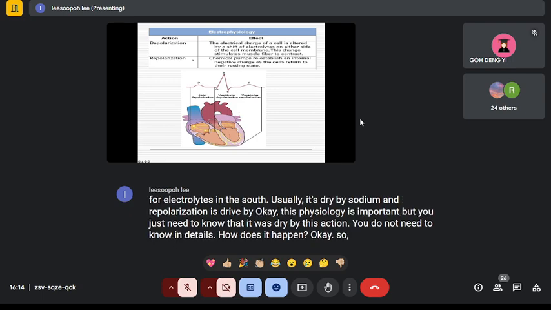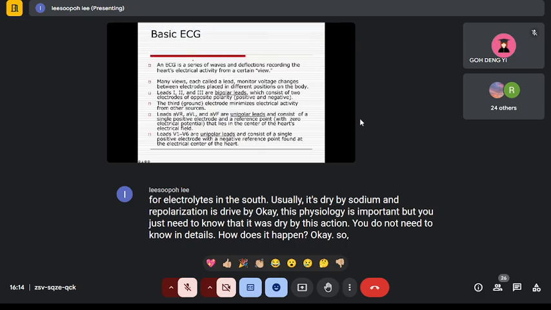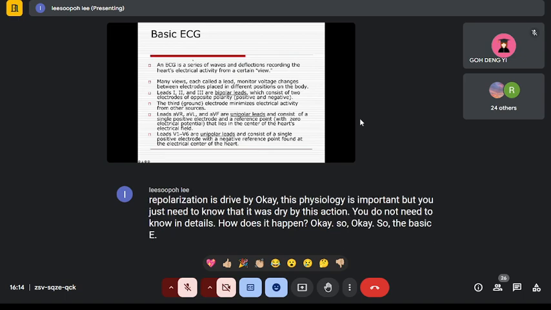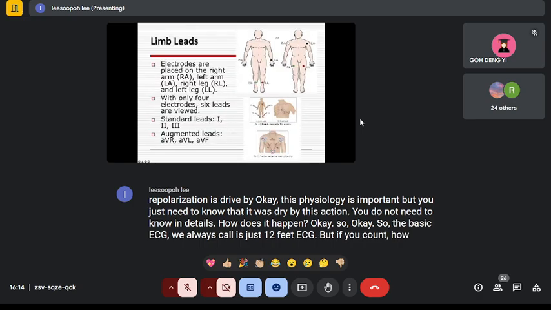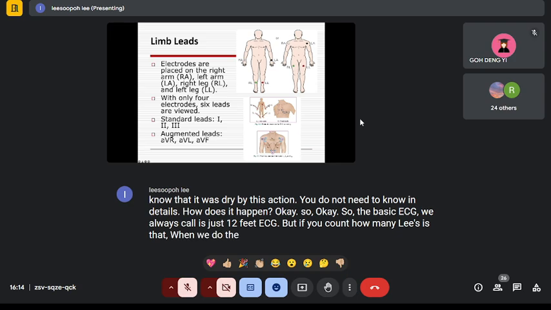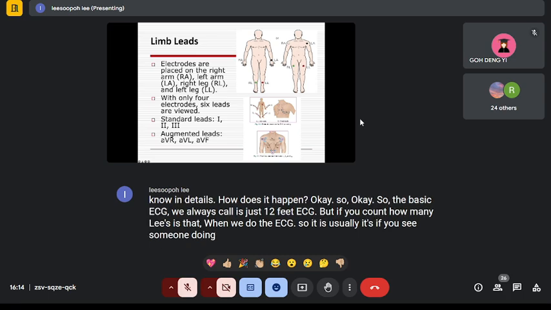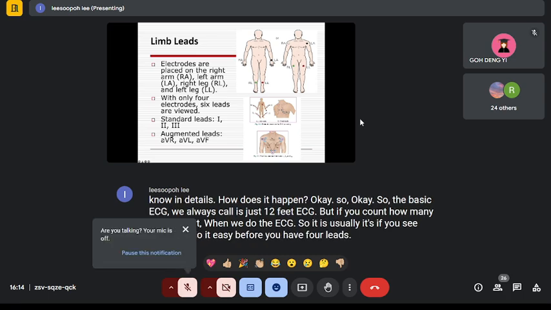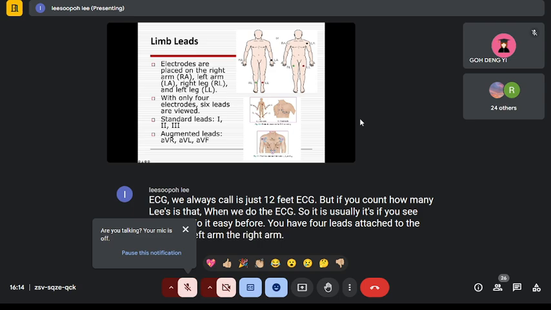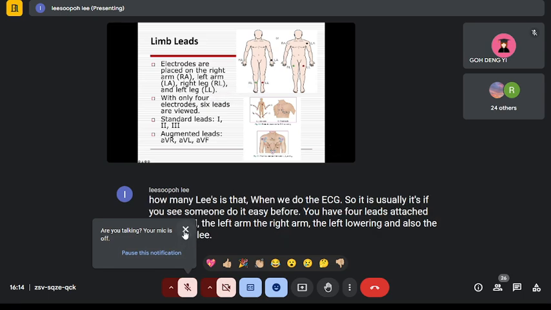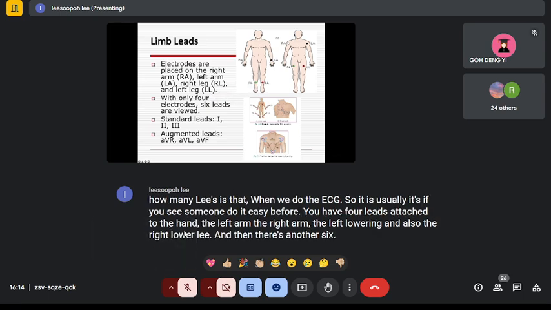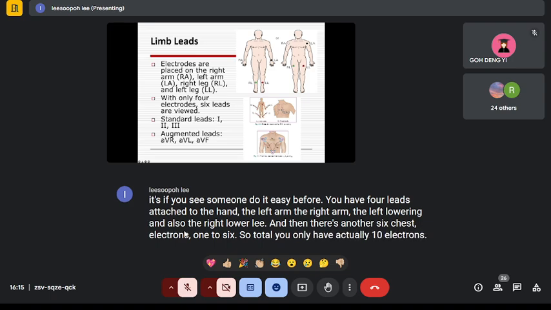Okay, the basic ECG. We always call it a 12 lead ECG, but if you count, how many leads are there when we do the ECG? If you've seen someone do the ECG before, you have 4 leads attached to the limbs: the left arm, the right arm, the left lower limb, and the right lower limb. And then there are another 6 chest electrodes, 1 to 6. So in total you actually only have 10 electrodes.